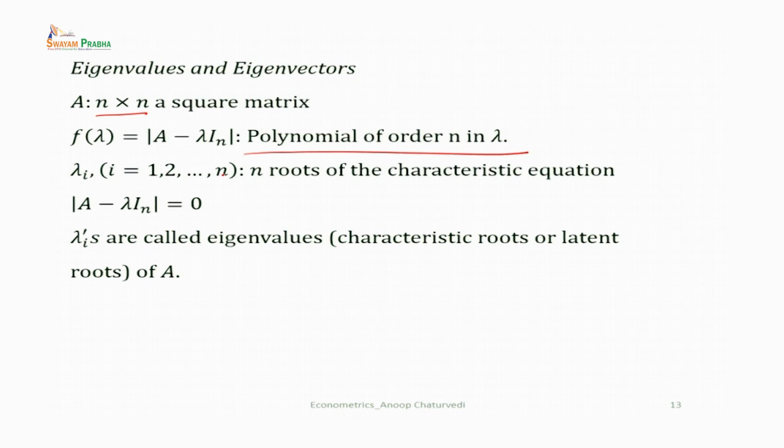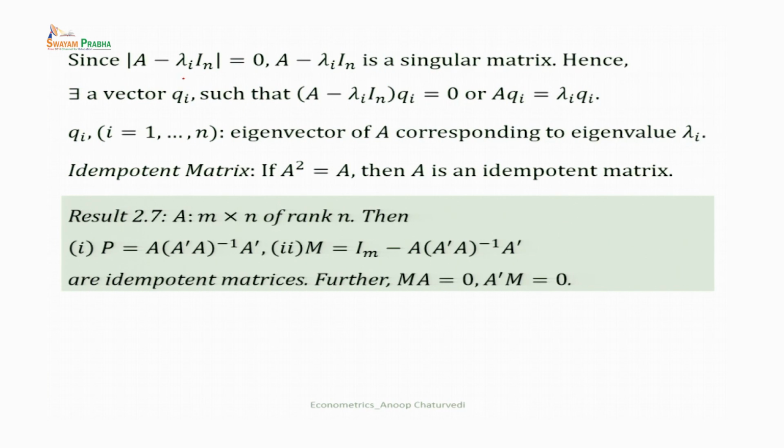Say lambda i, i equal to 1 to n. These are the n roots of the characteristic equation. Then the lambda i's are called eigenvalues, characteristic roots or latent roots of A. Now, since for each lambda i, the determinant of A minus lambda i I n is equal to 0, A minus lambda i I n is a singular matrix.